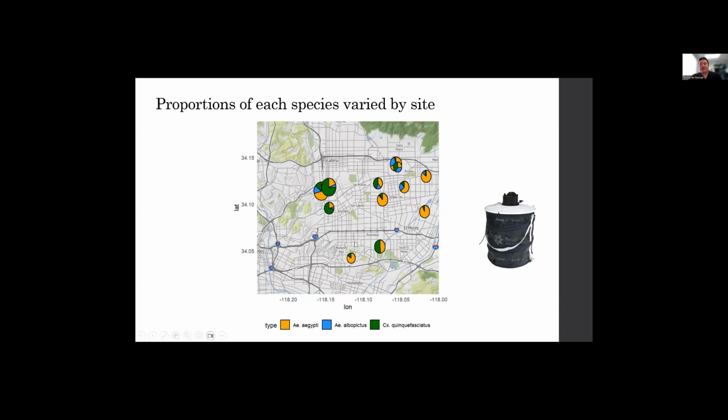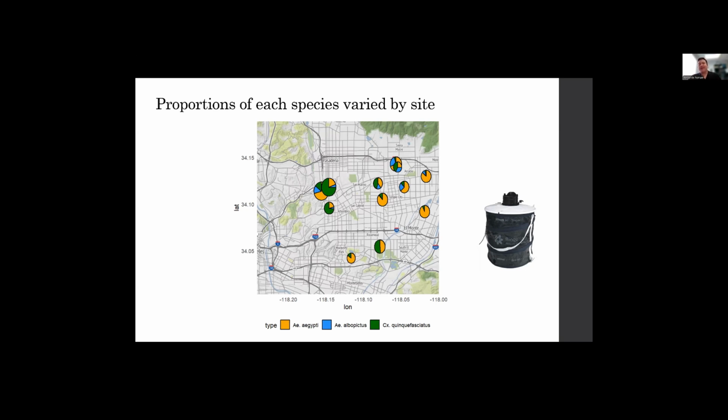So across our 12 sites, we got different numbers of mosquitoes, and the proportions of the species we collected varied across sites. This brings up a lot of interesting questions about what about these sites is dictating these proportions of mosquitoes collected. And these sites varied a lot.